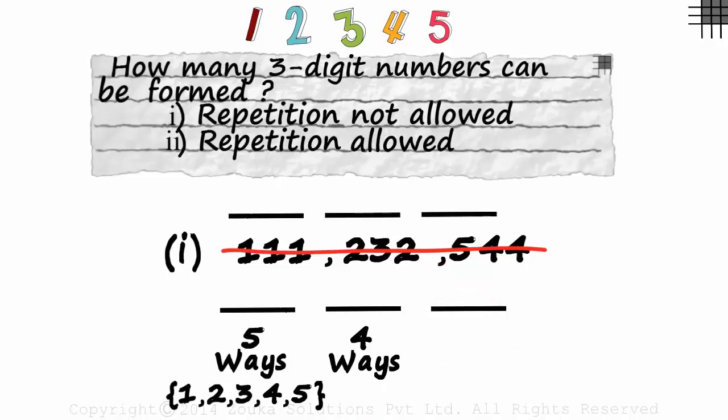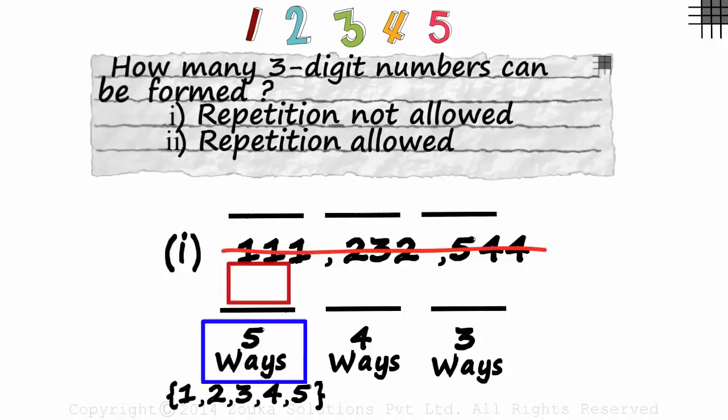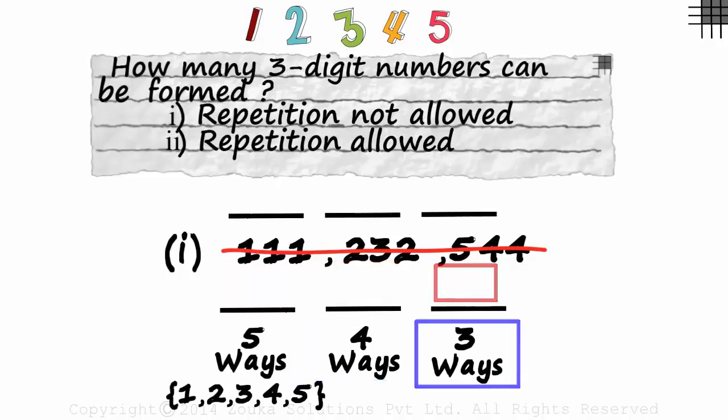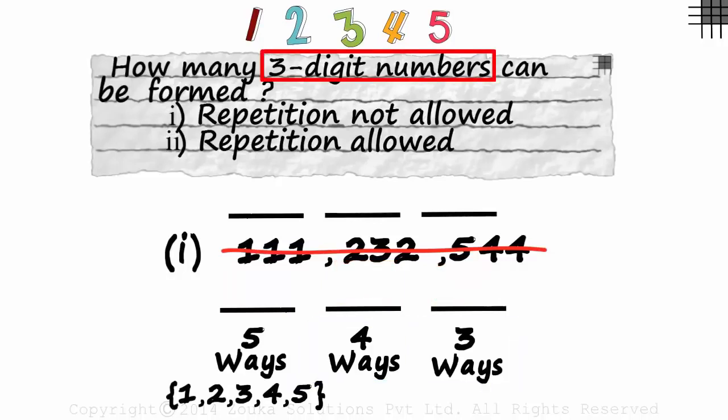It's simple. We have used up 2 digits here. Only 3 remain. The third slot can be filled in 3 ways. We're almost done. The first slot can be filled in 5 ways, the second in 4 ways, and the third in 3 ways. So how many 3-digit numbers can be formed if repetition is not allowed?